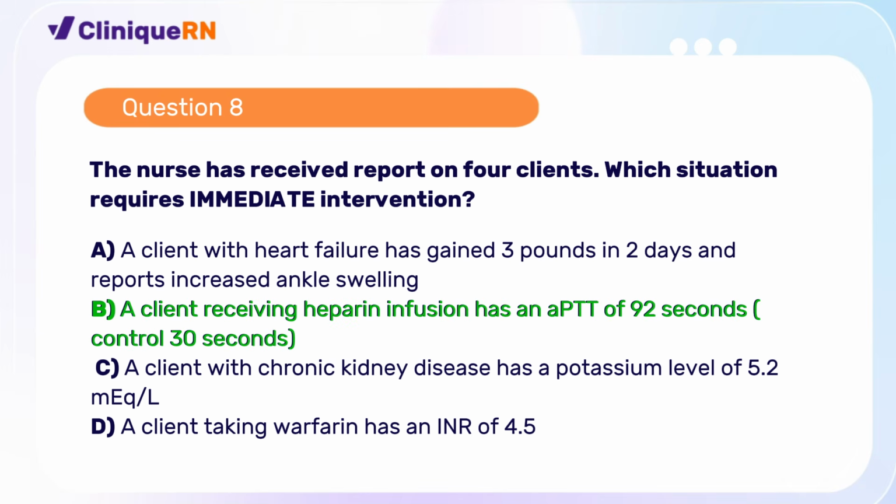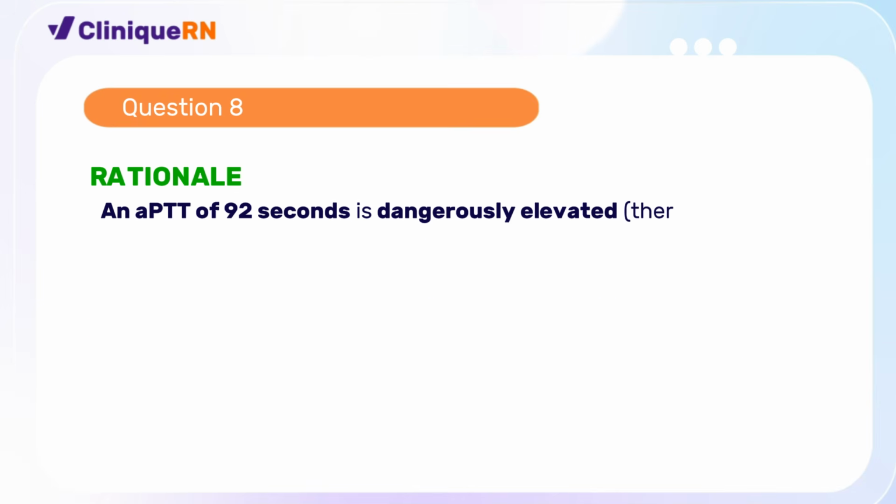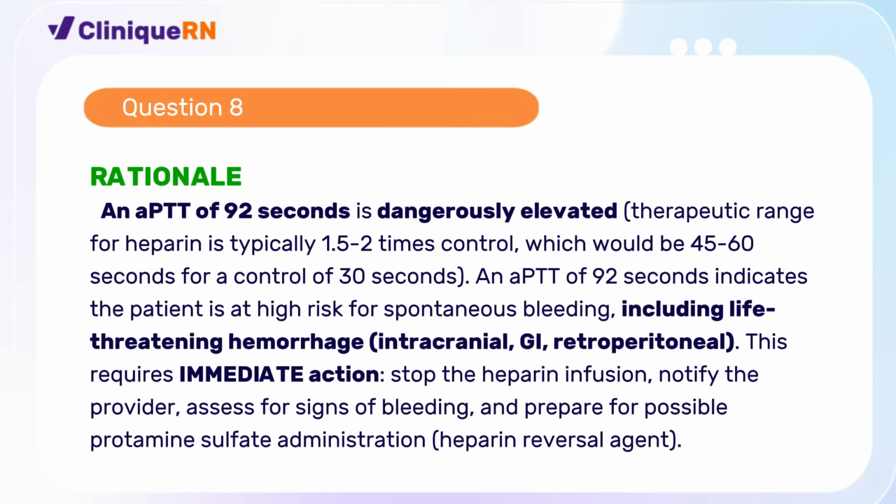The correct answer is B. A client receiving heparin infusion has an APTT of 92 seconds, control 30 seconds. Rationale: An APTT of 92 seconds is dangerously elevated. Therapeutic range for heparin is typically 1.5 to 2 times the control, which would be 45 to 60 seconds for a control of 30 seconds.